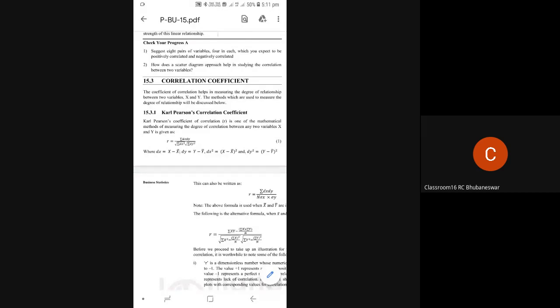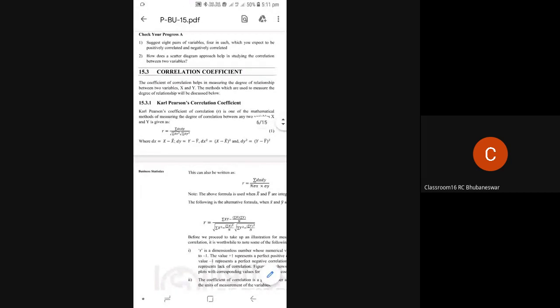Correlation coefficient. It is clearer for studying the correlation between two variables. Here is the formula to find the correlation coefficient of two variables. The correlation coefficient is represented as small r, which is sigma dx dy whole divided by root of sigma dx square into root of sigma dy square.